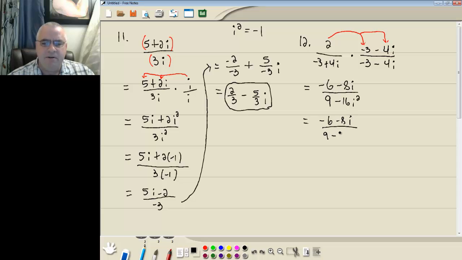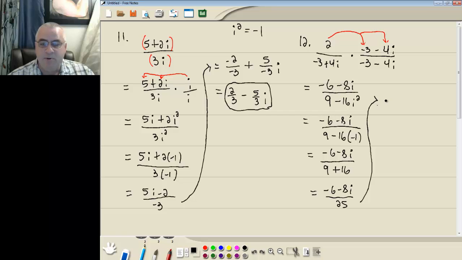And remember what I said earlier, our main problem is the I down in the denominator. But now we can replace the i squared with negative 1. Okay, so that's going to give us negative 6 minus 8i. 9, negative 16 times negative 1 gives us a positive 16. Which gives us negative 6 minus 8i over 9 plus 16 is 25. Now again, we always want to write it in standard form, so we'll split this up. We'll put the real part over the denominator, so negative 6 over 25 minus 8 over 25 with an i to the side.